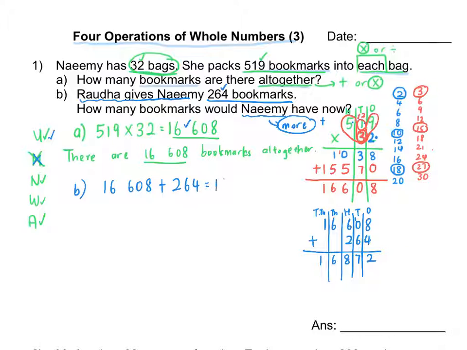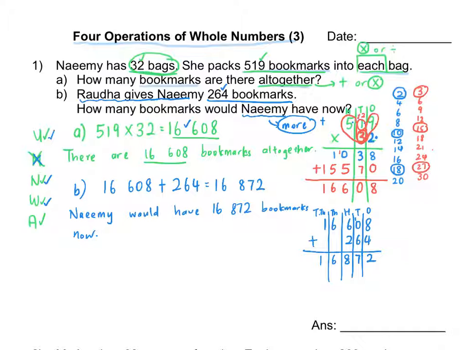So 16,872. Number equation done. Working done. Answer statement. How many bookmarks will Naimi have now? So you follow. Naimi would have 16,872 bookmarks now.